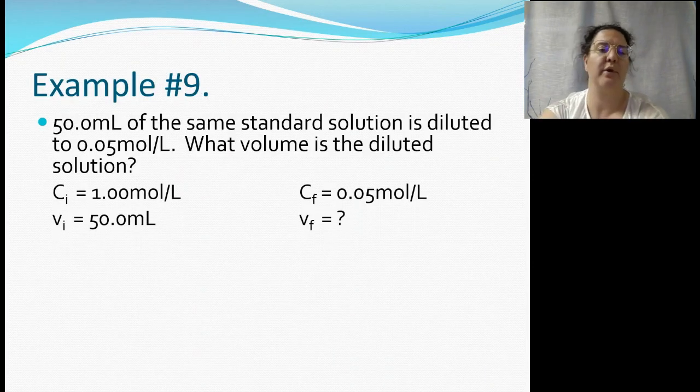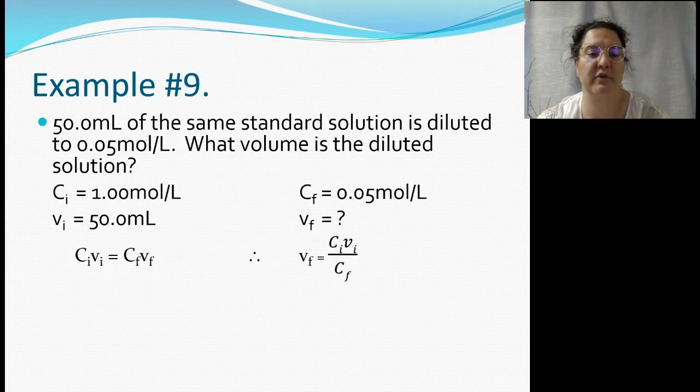For our last example, we're going to take 50 milliliters of the same standard solution and dilute it to 0.50 moles per liter. What's the volume of the final solution? So we still have our initial concentration and volume. Our final concentration is going to be 0.5 moles per liter. Now we want to see what the final volume is.